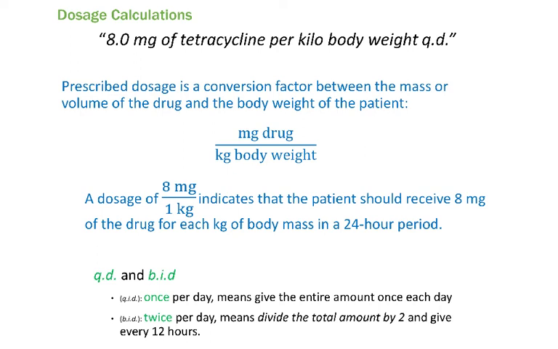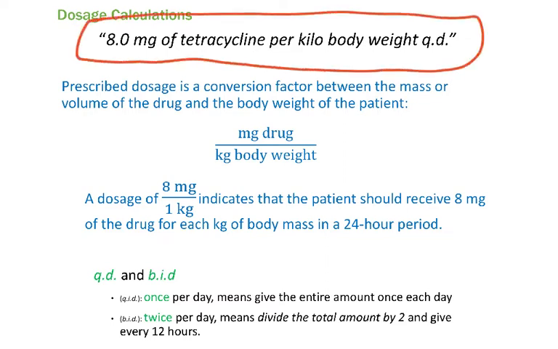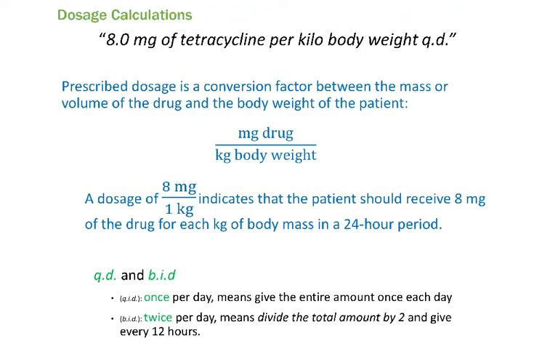So dosage calculations. You might, as a nurse, be given an order of something like this: 8 milligrams of tetracycline per kilo body weight, QD. Whoa, what does that mean? Okay, so 8 milligrams per kilo. Notice the per, right? We have a ratio, and we have basically the amount of drug per amount of body weight. This is a conversion factor, right?